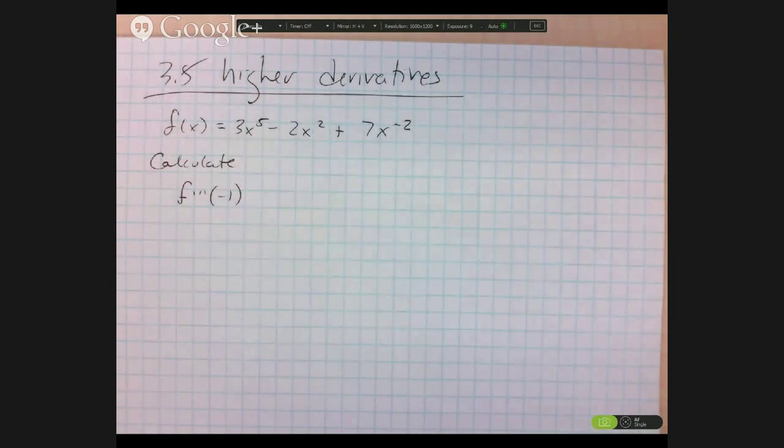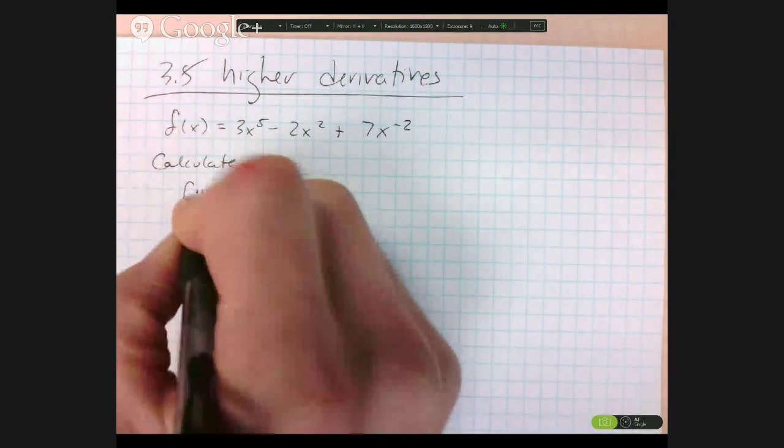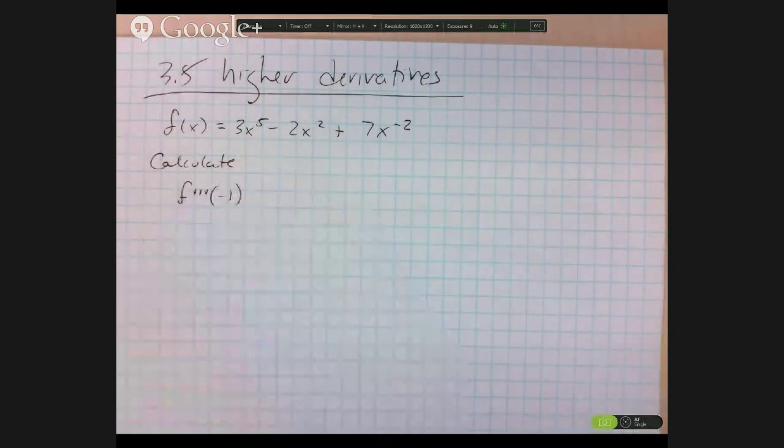Okay, we're looking at higher derivatives. Okay, let the Colorado pot jokes begin. I know, funny, right? Okay, let's focus here.